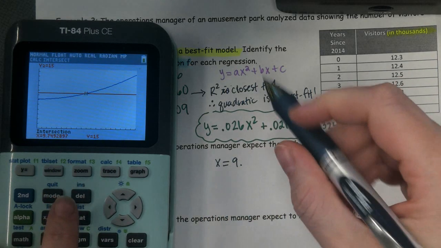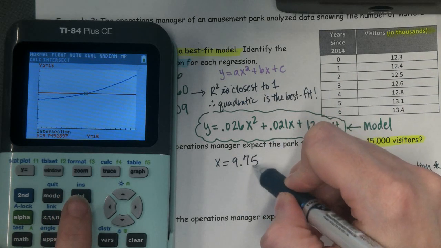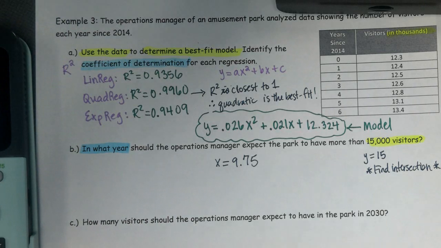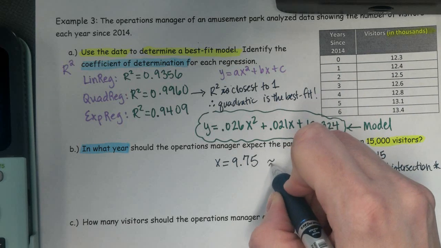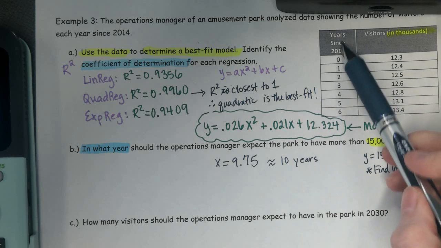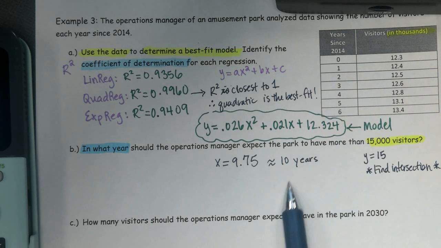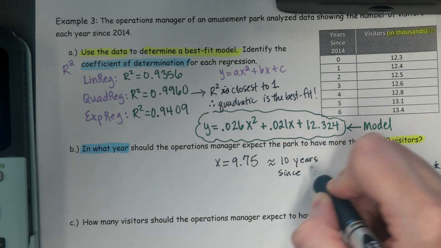is 9.75. So it says in what year should it be. So if it's asking you for the year, you can round. This would be approximately 10 years. And remember, it's years since 2014. So if it's approximately 10 years since 2014, what year is it?